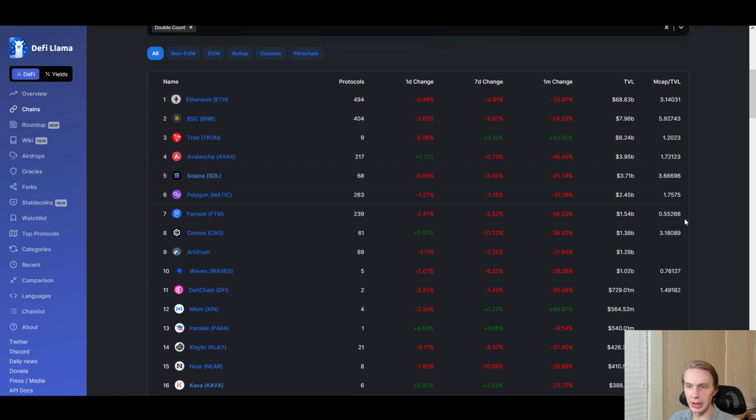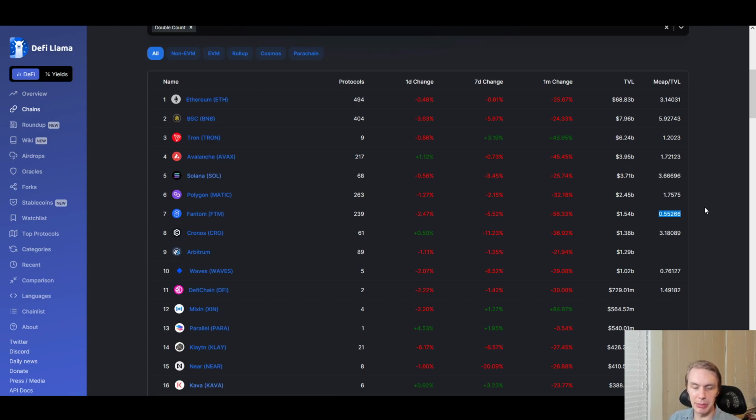The idea being that the lower this value, the lower its market cap is relative to the total value locked on it, maybe the more undervalued it might be from the perspective of its usage in DeFi. Now, that doesn't guarantee that Fantom's going to just shoot off to the upside. In fact, Fantom has been sitting pretty low on this ratio for quite a while. That hasn't stopped its price from moving to the downside.